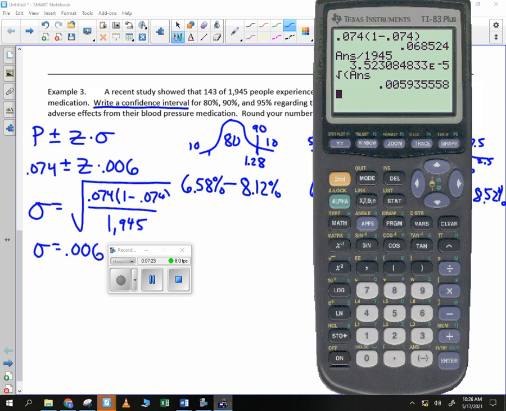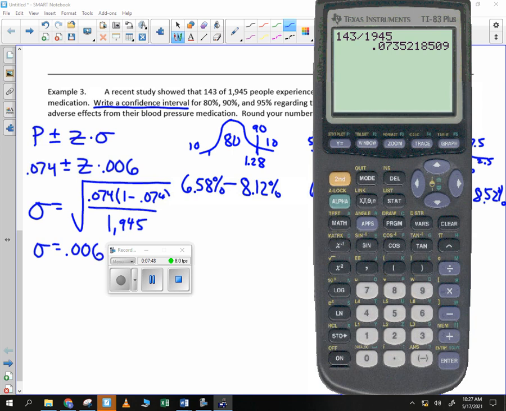It looks like when I took the original number, which was 143 divided by 1,945, I didn't write down 0.0735. I wrote down 0.0734 for you guys. When I did my work on my sheet, I wrote it as 3.5. So that changed mine a little bit, so I'll make sure that I round up. But it looks like you guys are okay.